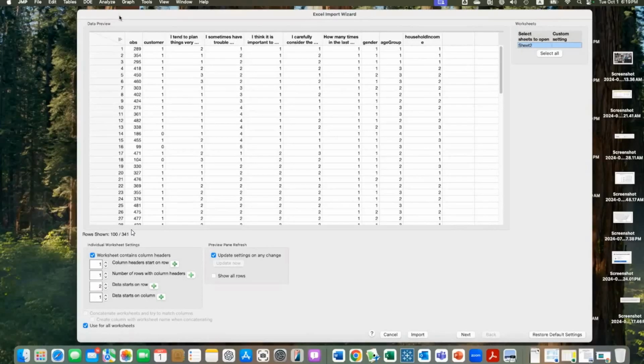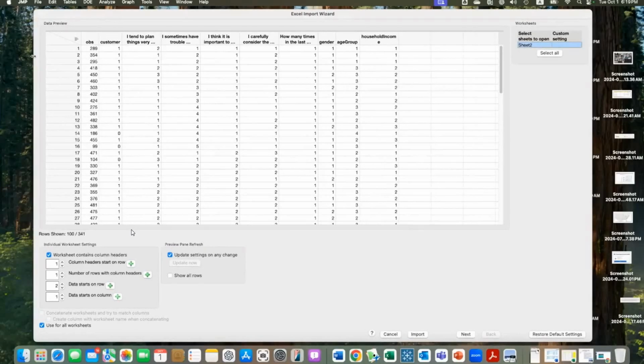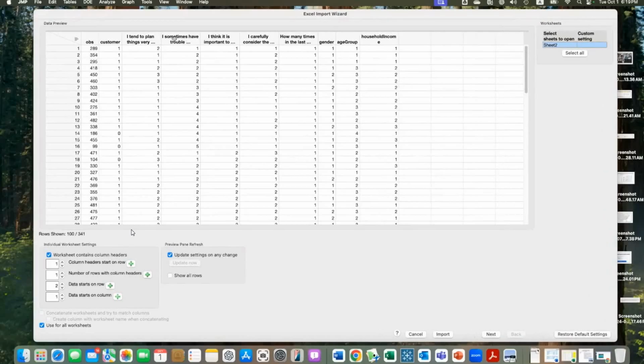So for example, here you can see our latent variables or factors. Certain ones are regarding personality. Here, "I tend to plan things very carefully." So it's a personality, whether the customer is kind of an impulsive customer. And "I sometimes have trouble controlling my spending."